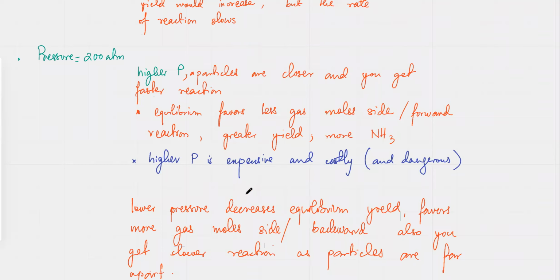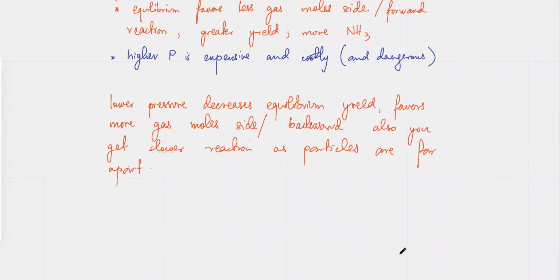Why not a lower pressure? Because everything is bad about a lower pressure. It decreases the equilibrium yield, favors the more gas mole side, which is the wrong side in this case, backward, and also you get a slower reaction as particles are far apart. Okay, is this clear? जी सर. Yes, sir.